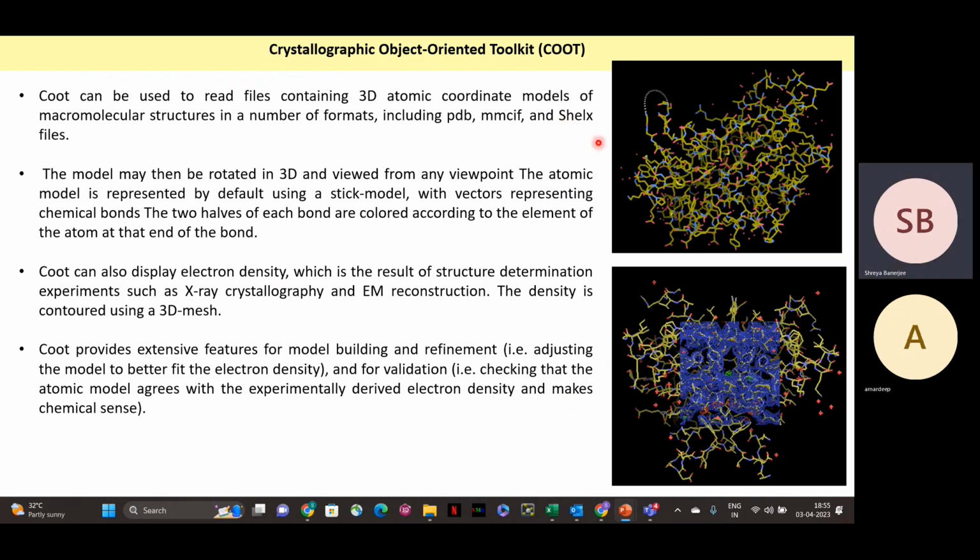So these are some of the uses of Coot. So basically, Coot can be used to read files containing 3D atomic coordinate models of macromolecular structures in a number of formats, including PDB and mmCIF that we just studied. The model can be rotated in 3D and viewed from any viewpoint. So I'll just show you.